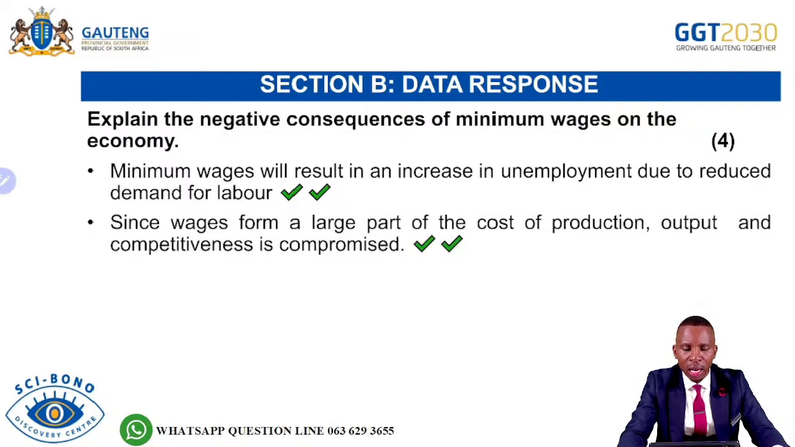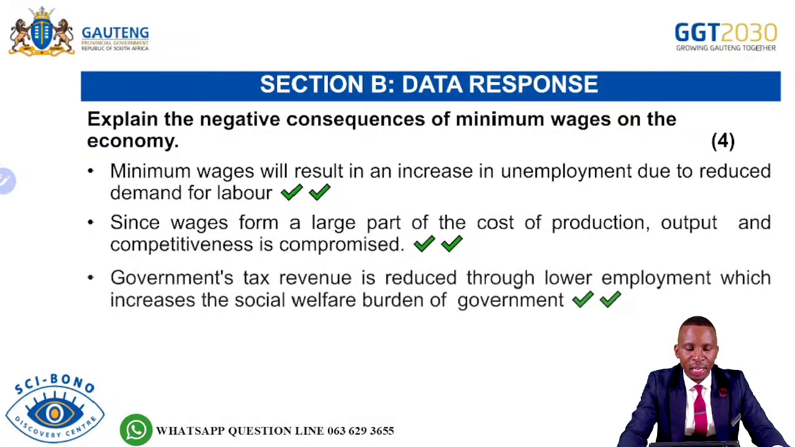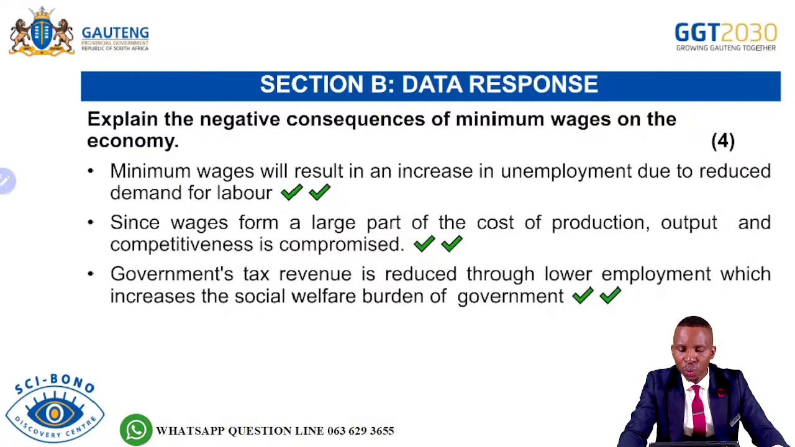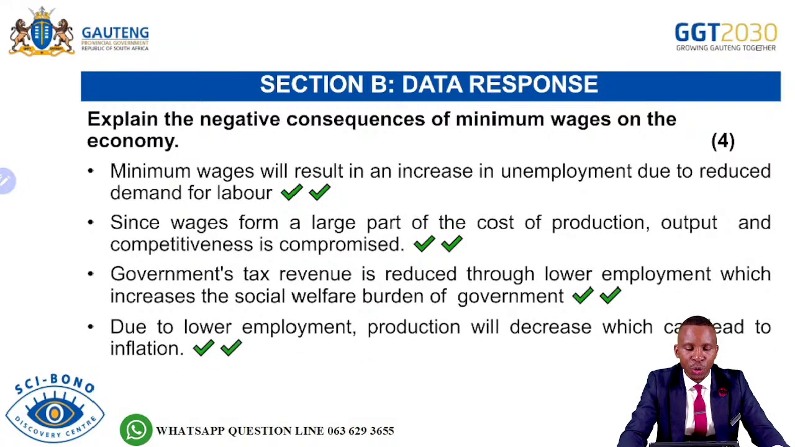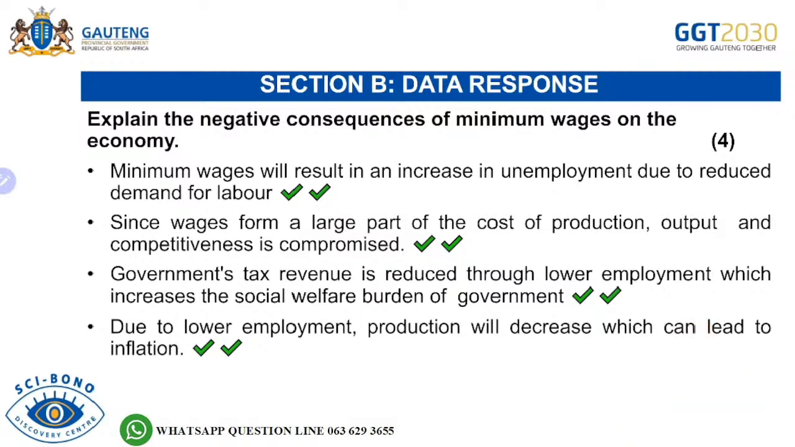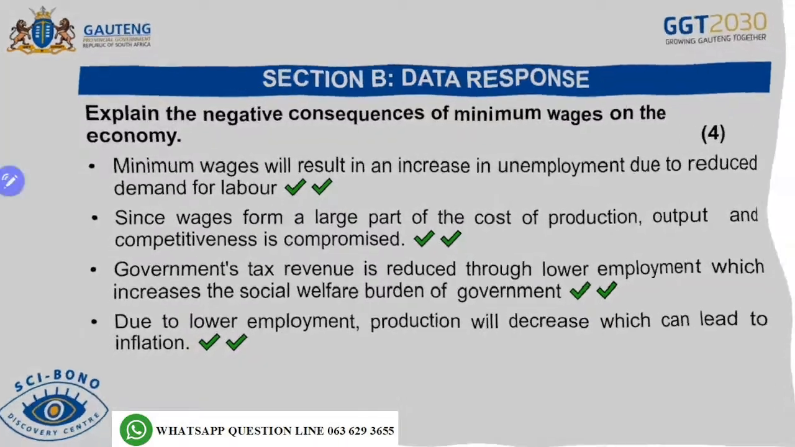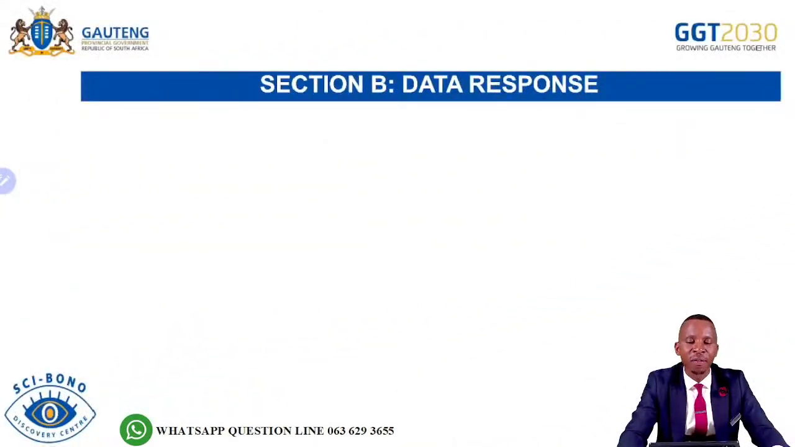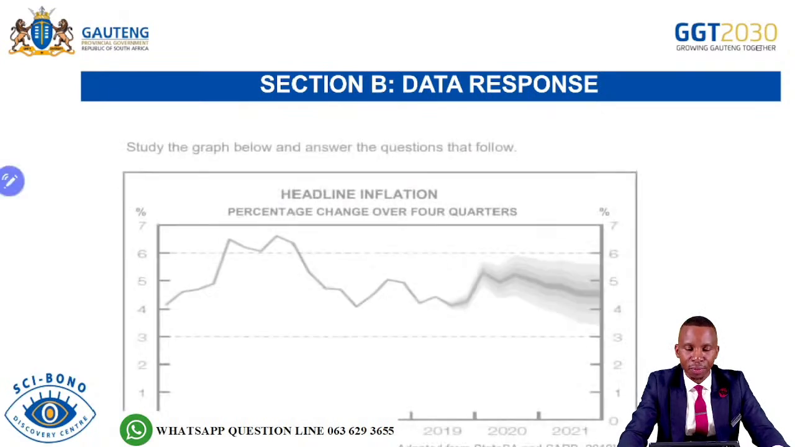Since wages form a large part of the cost of production, output and competitiveness are compromised. Government's tax revenue is reduced through lower employment, which increases the social welfare burden of the government. Due to lower employment, production will decrease, which can lead to inflation because there will be less production while the demand is still high. And then people might find themselves living in poverty.